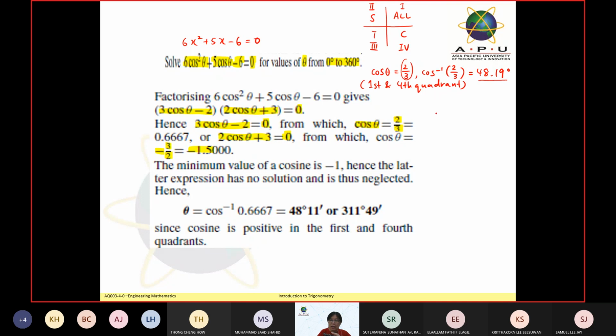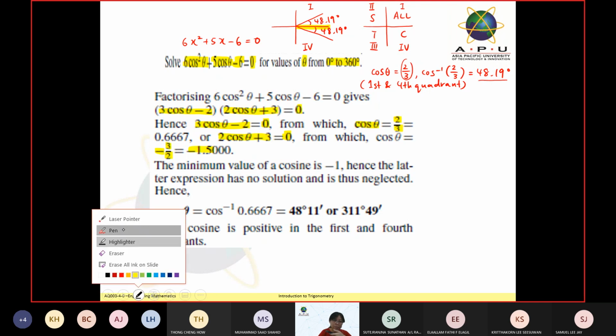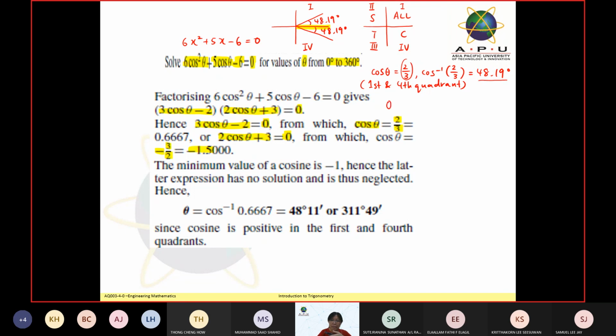Now if we refer to the first and fourth quadrant, the basic angle is 48.19. When it is in the first quadrant, that means it's 48.19 because we always measure from the positive x-axis. So theta equals 48.19 for the first quadrant.